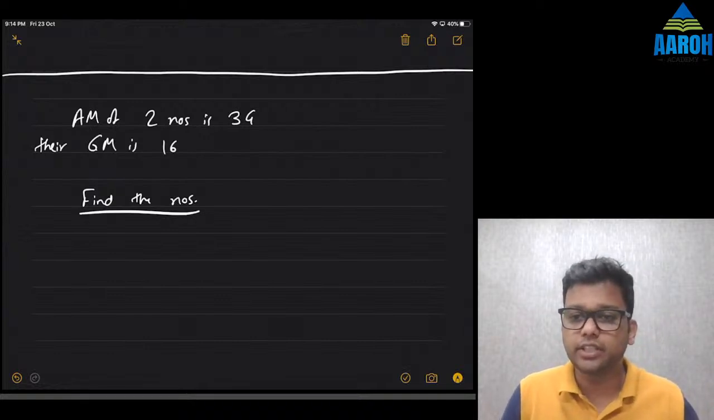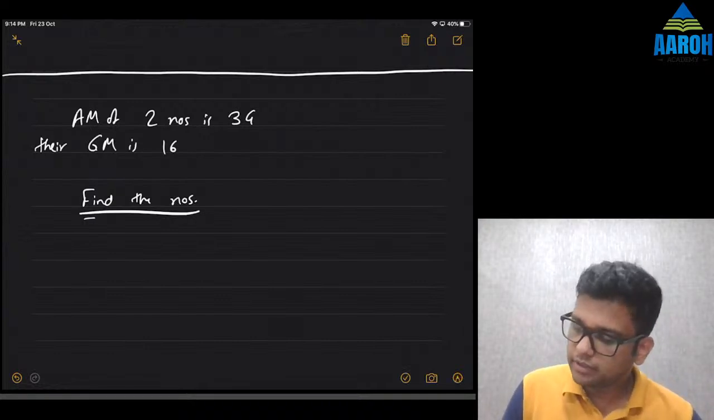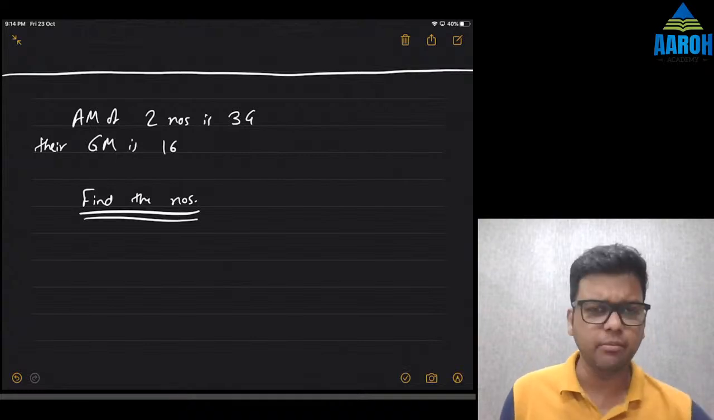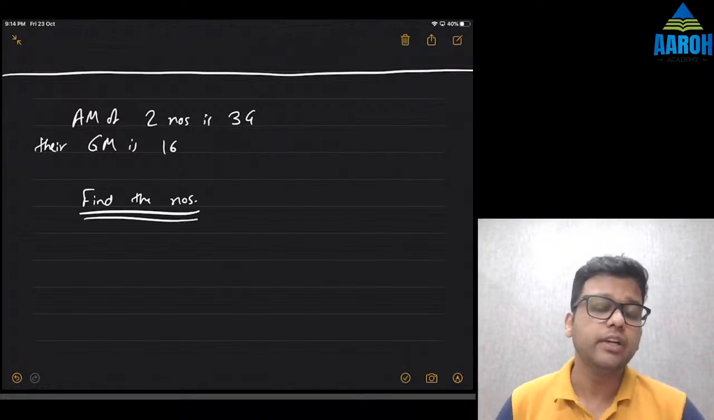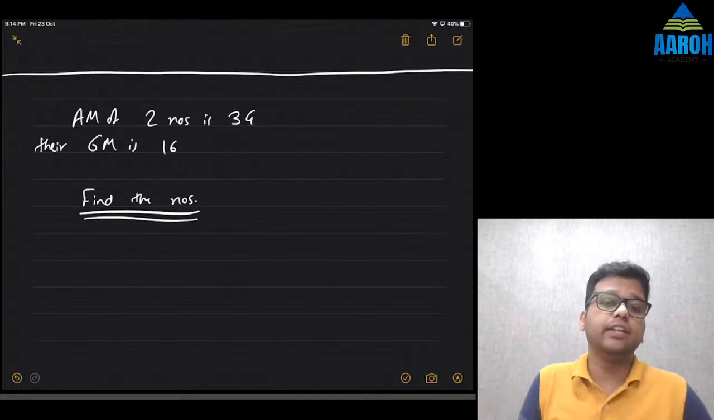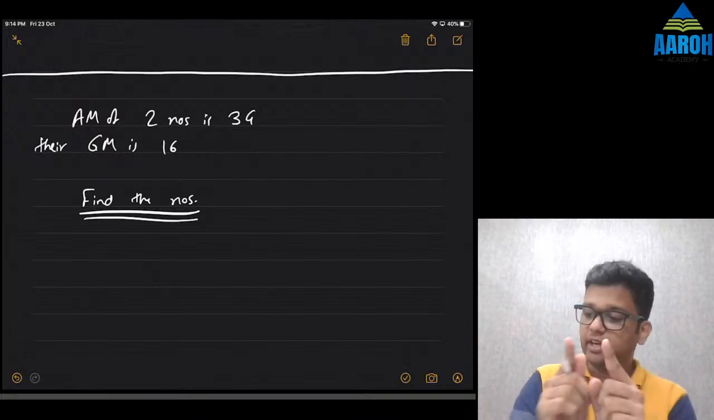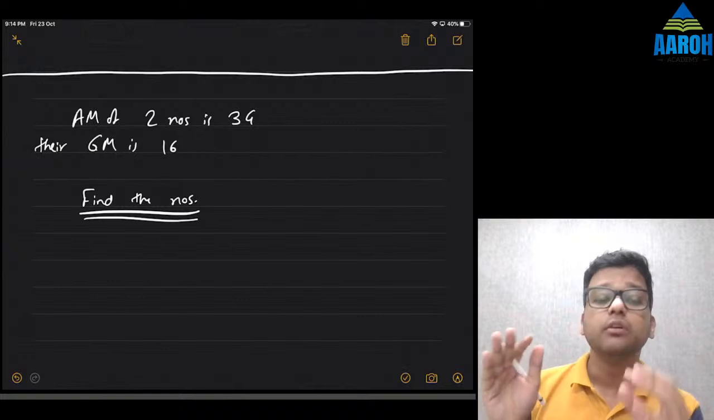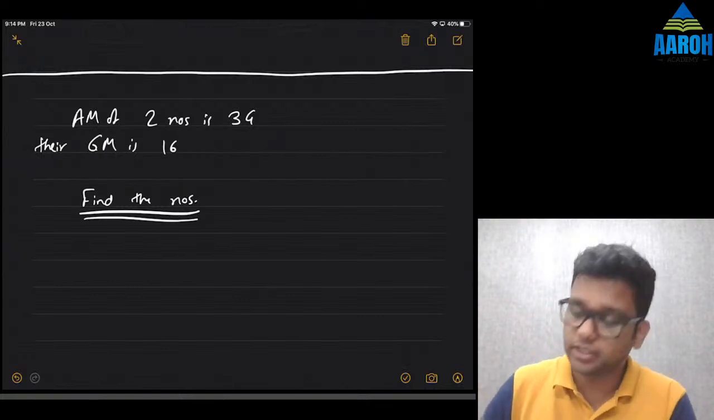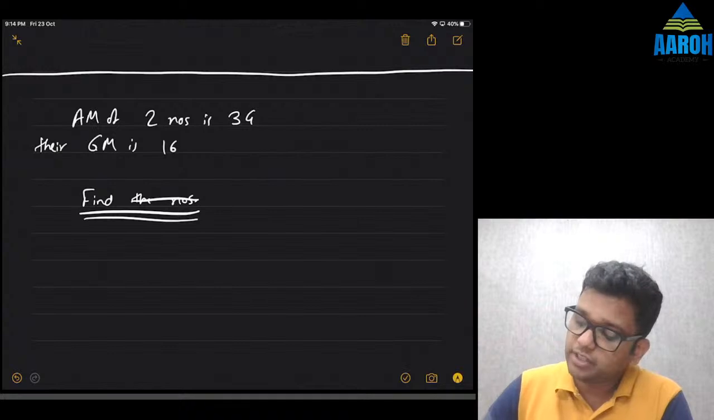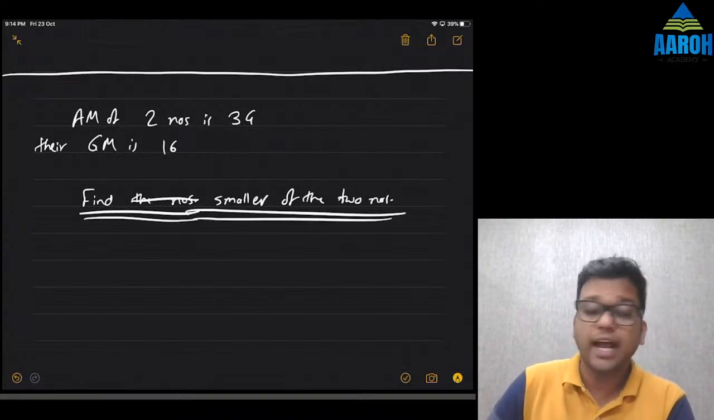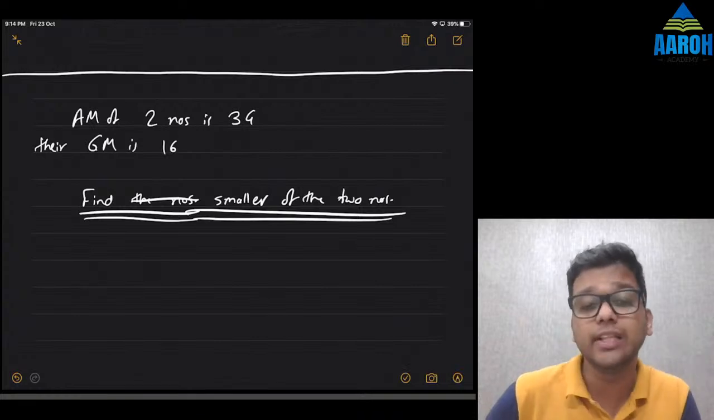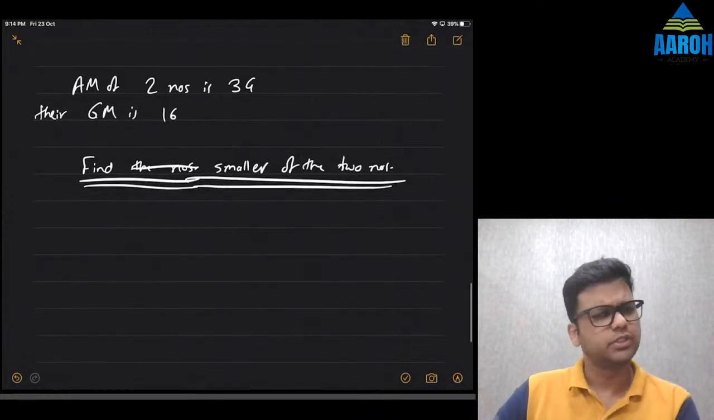You must have seen such questions. AM of two numbers is given, GM of two numbers is given. So what are the numbers? First of all, if they give the numbers in options, then go by options directly, checking whether AM is 34 and whether GM is 16. But if they give only one of the numbers in options, or if they ask a question like find the smaller of the two numbers, then it will be difficult. In that case you'll have to solve the question compulsorily. Okay, so try it.